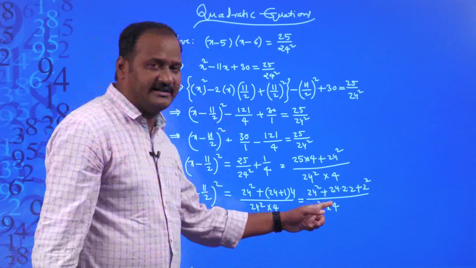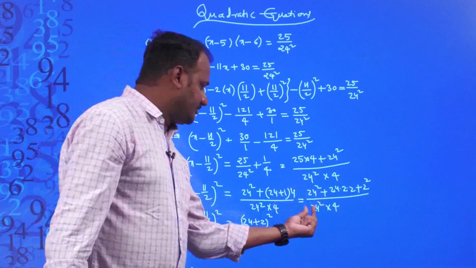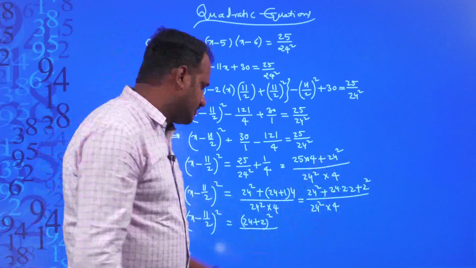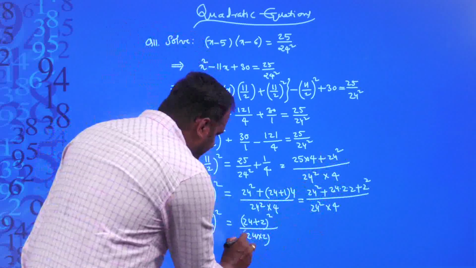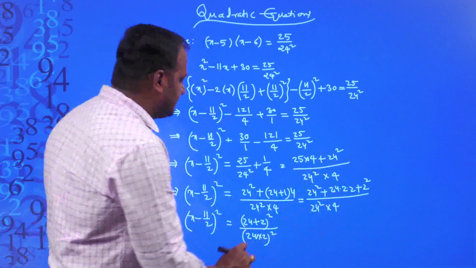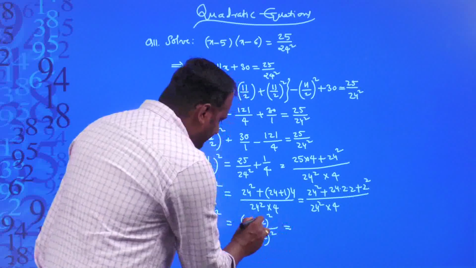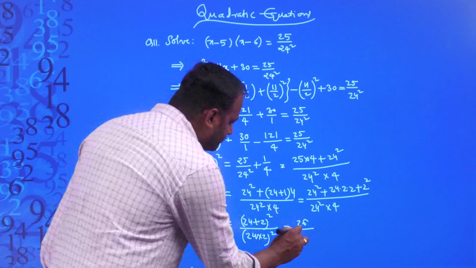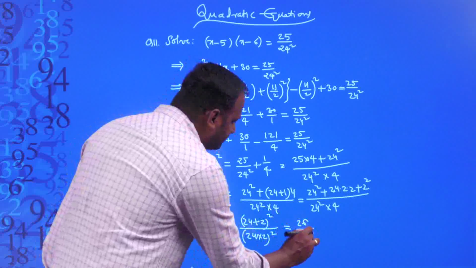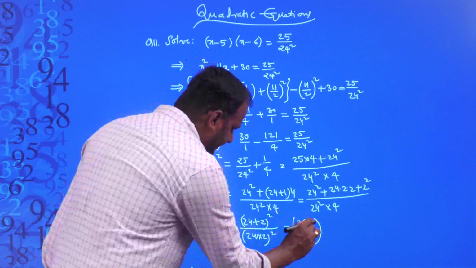Can I write this 4 as 2 square? Then it would be 24 into 2 whole square. So, this is 24 into 2 whole square. Hope you understand this conversion, which is equal to 24 plus 2, that is 26, divided by 24 into 2 whole square.